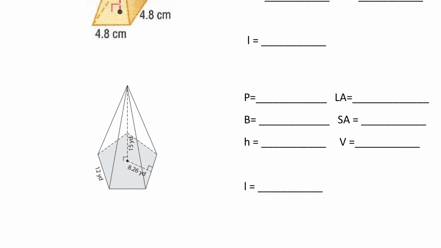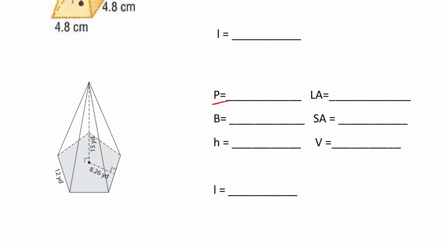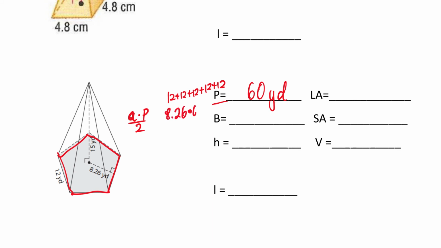Let's look at this very last one down here. So what's the perimeter of the base on this pyramid? 60. It's 60, because it's 12 plus 12 plus 12 plus 12 plus 12. Okay, for the area of the base, it's apothem times perimeter divided by 2. So the apothem is 8.26 times the perimeter of 60 divided by 2, which is 247.8 square yards.